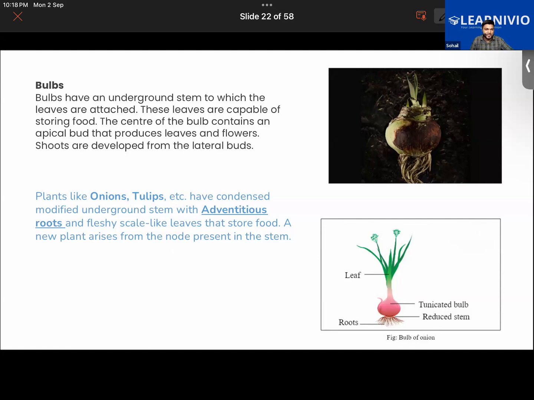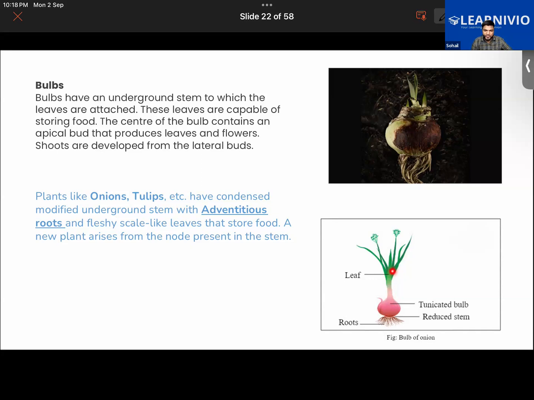Next, we have the example of bulbs also. Bulbs are underground stems which are capable of storing food. They are modified stems. Have you eaten the leaves of onion? Have you guys eaten the onion leaves? Yes, sir, it is used in so many dishes. So you will observe that the leaves are connected to these bulbs. The leaves of onion, for example, are connected to this.